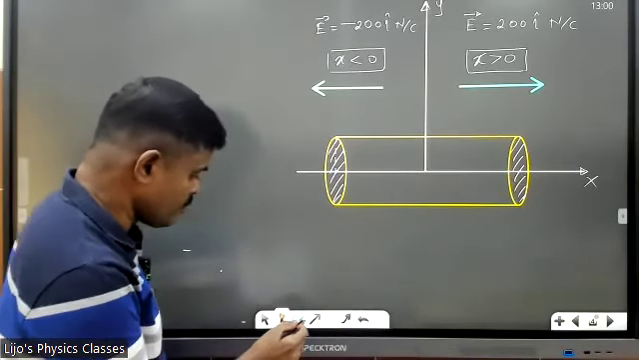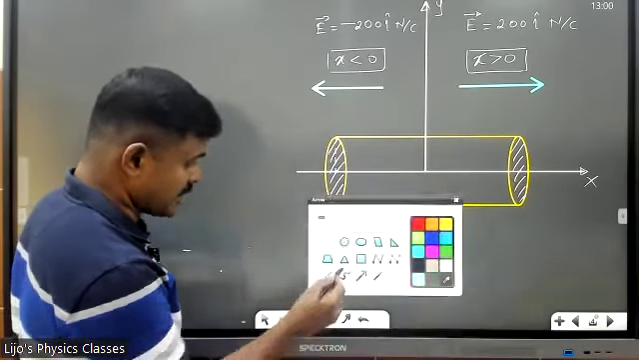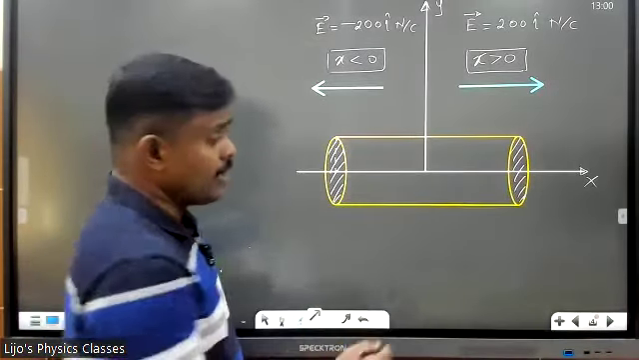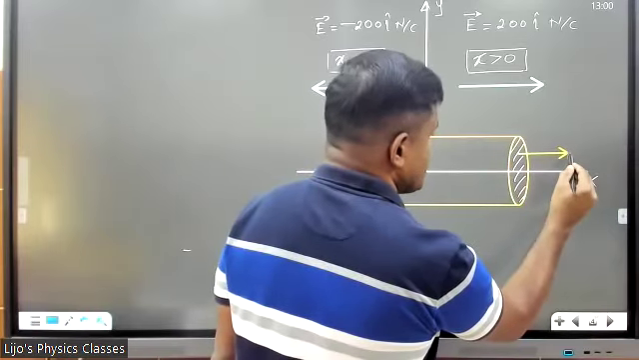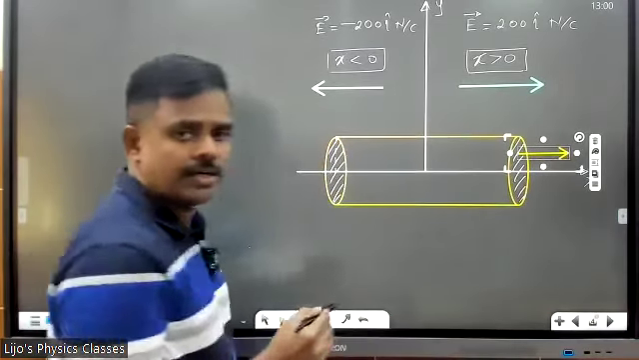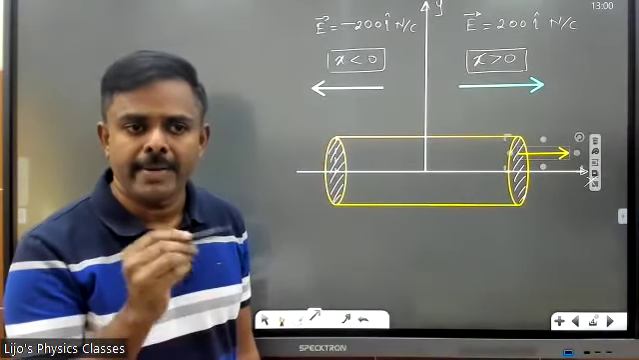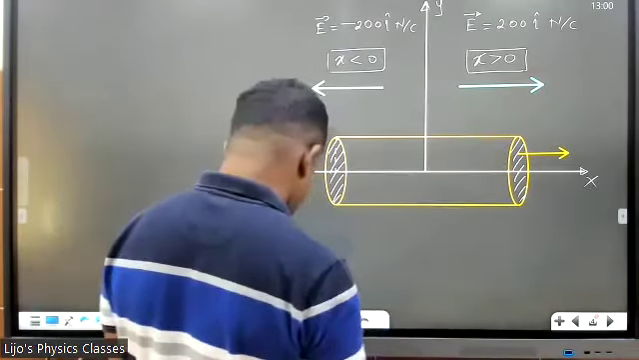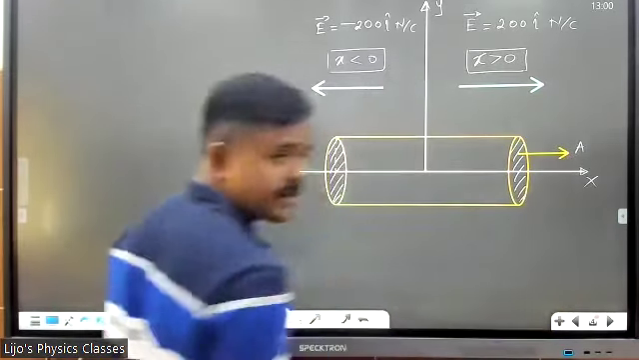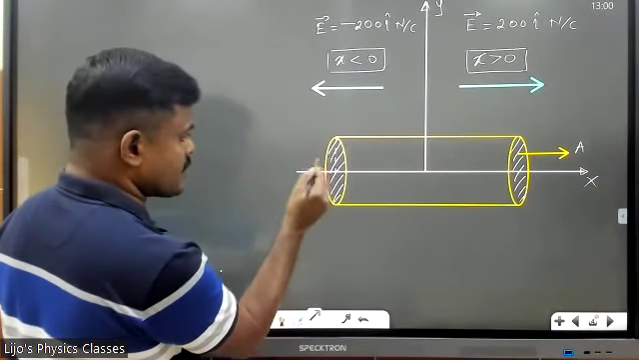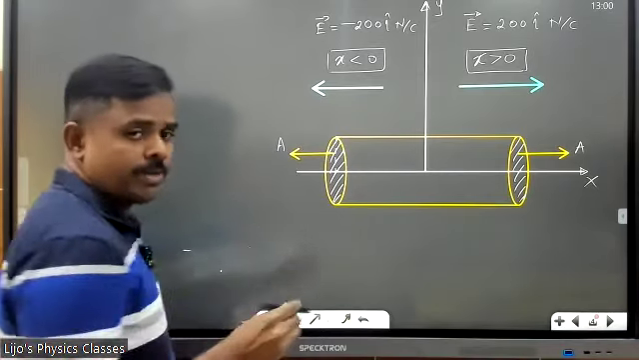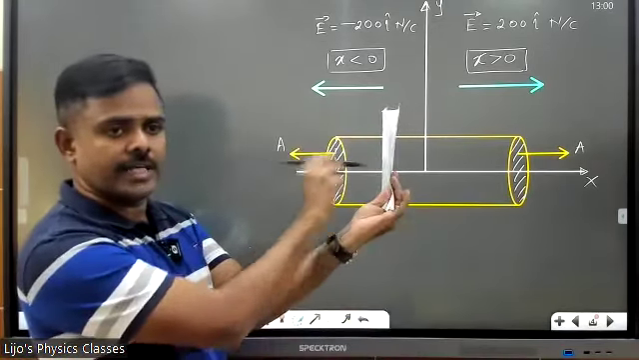Now let us mark the area vectors. How many surfaces do we have here? I'll draw the area vector. We always represent area vector using a yellow arrow. For the right surface, area vector is to the right, because we know area vector should be perpendicular to the surface under consideration, right? So this is my area vector for the right surface. And for the left surface, area vector is to the left, because area vector has to be perpendicular to the surface.